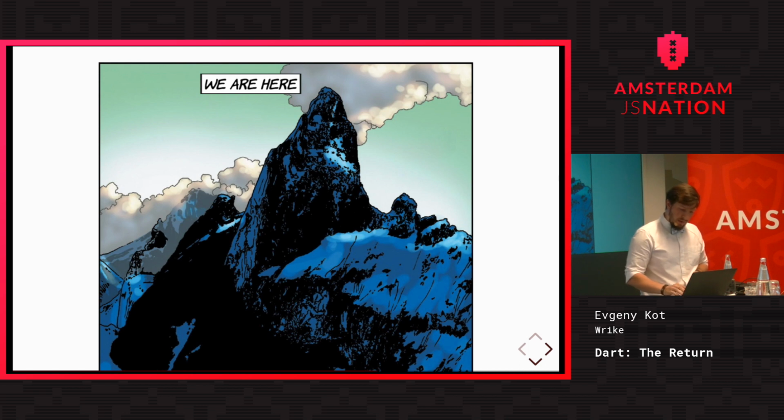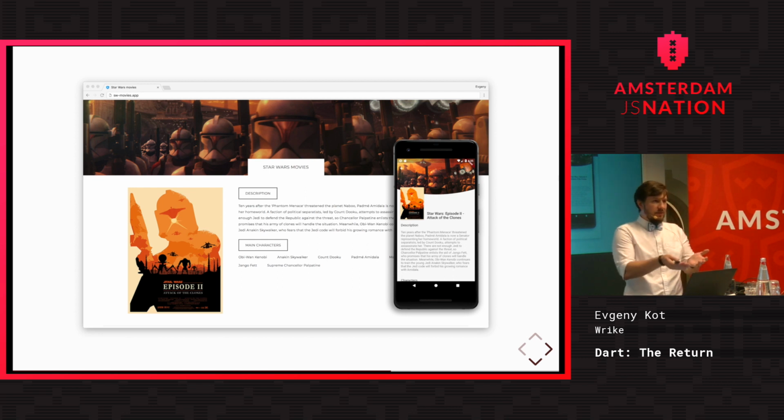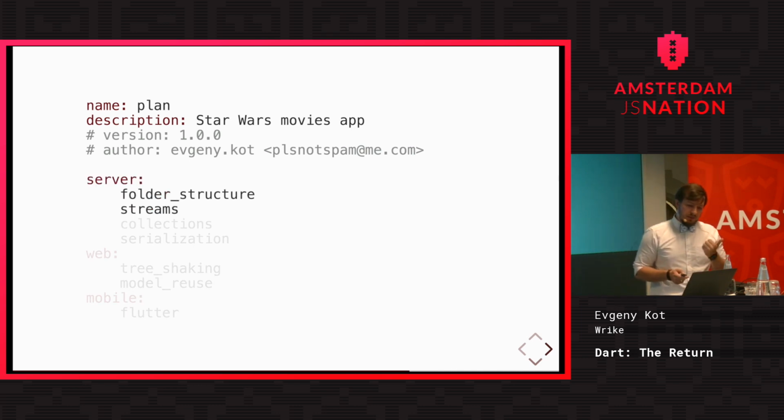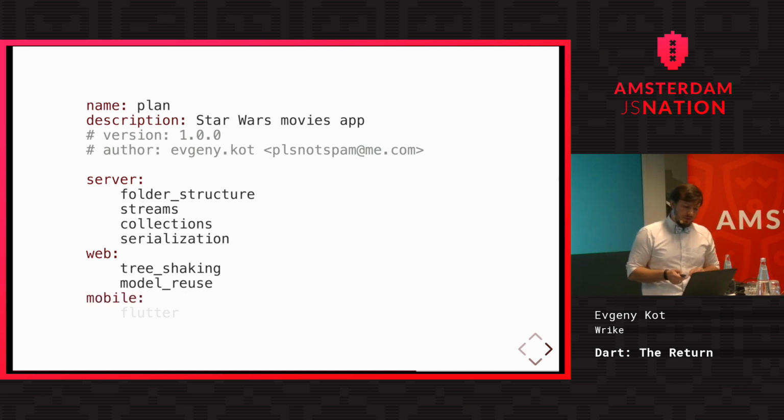Let me. Yeah. So who likes Star Wars? Yeah. But who knows everything about every movie, plot twists, all the actors? No. So let's create an application for that. And my designer designed these mockups. It would be nice to see the description. You don't see it because, yeah, the projector is not so good. But yeah, it would be nice to see it. Let's create a demo for that. We would like to have a server. I will show you the folder structure. I will show you streams, collections, serialization. I will show you how to write Dart for the web. I showed tree shaking, auto reuse, and for mobile, I will show you Flutter if I have time. If you want to find this application, it is over here.